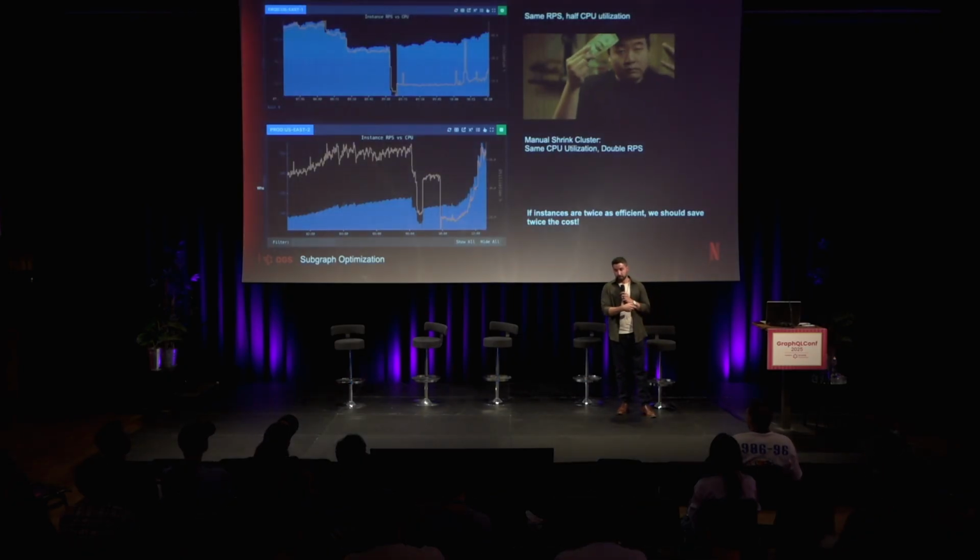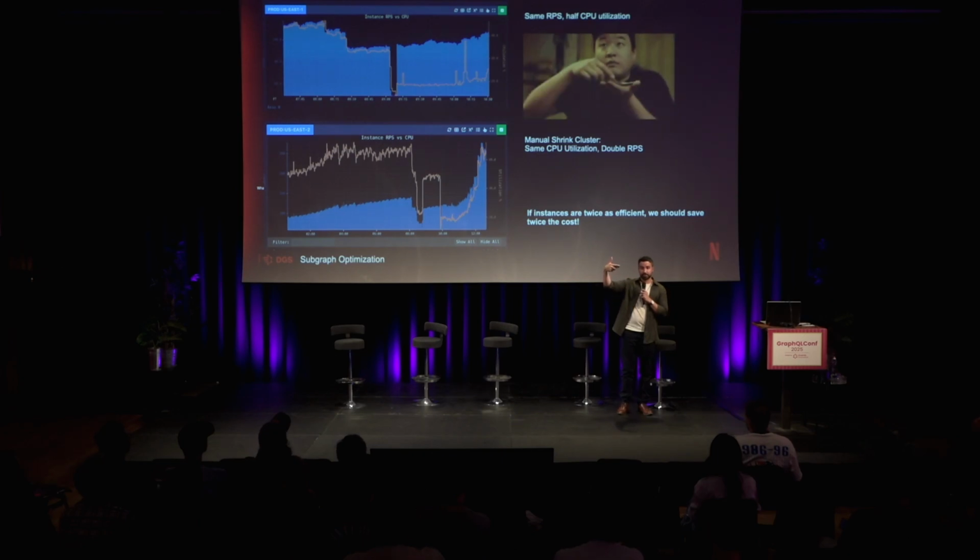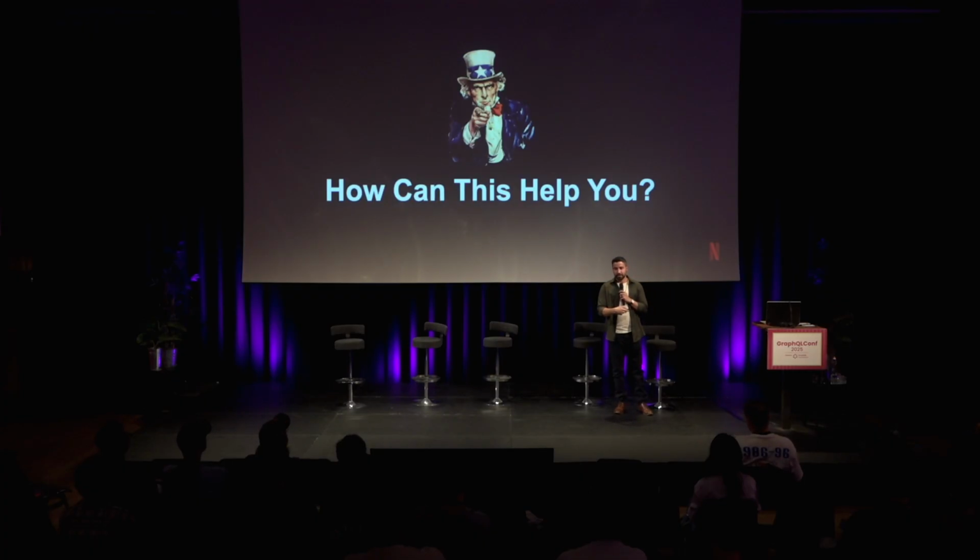And also, I love this graph. For the same amount of work, the blue lines are RPS, right? And the orange line is CPU utilization of the service. So after rolling out this fix, for the same amount of work, our CPU utilization basically cut in half. For something as innocuous as just calling a getFields API in GraphQL Java, right? So how can this help you, right?